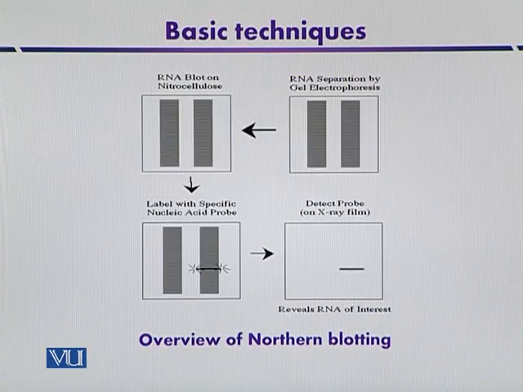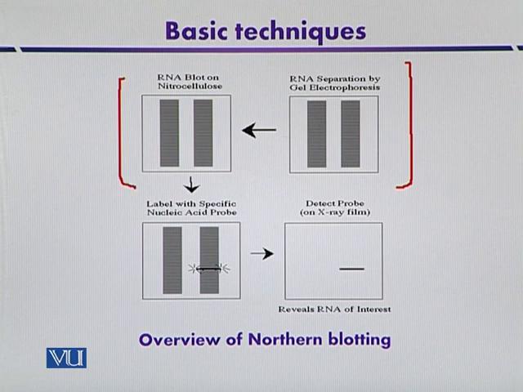So here, this diagram shows the overview of northern blotting. The process is more or less similar to southern blotting that was used for DNA analysis. So here, the RNA samples or fragments are first separated by gel electrophoresis, and of course, they are bound in the next step to a nitrocellulose membrane or any other membrane.